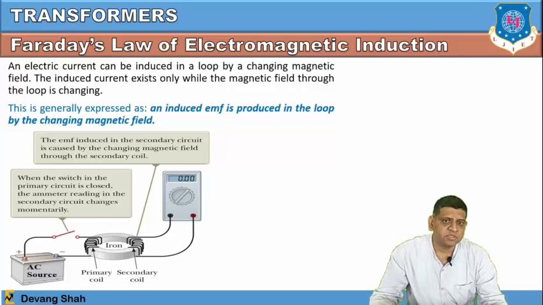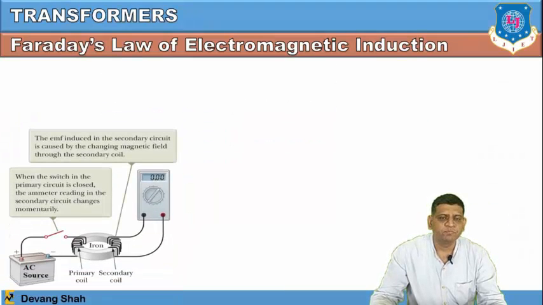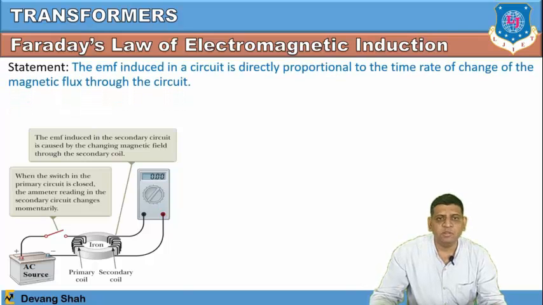So this is generally expressed: induced EMF is produced in the loop by changing the magnetic field. The overall principle behind electromagnetic induction is that there must be a rate of change of magnetic flux in the particular coil. If it is related with the primary coil, the induced EMF is defined as self-induced EMF, and if it is related with the secondary coil, that would be the mutually induced EMF.